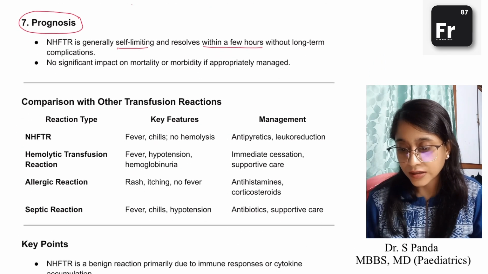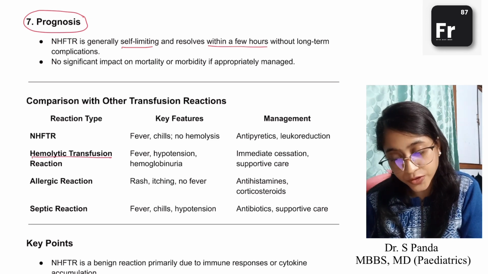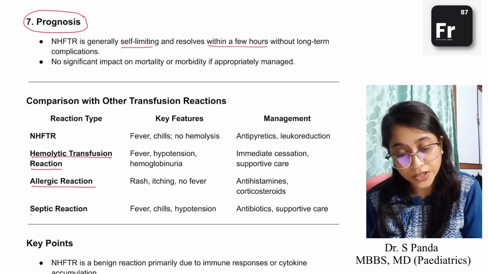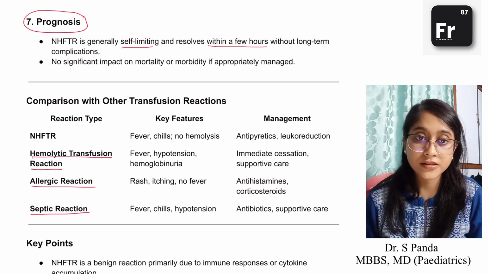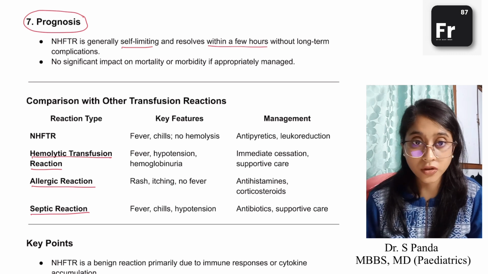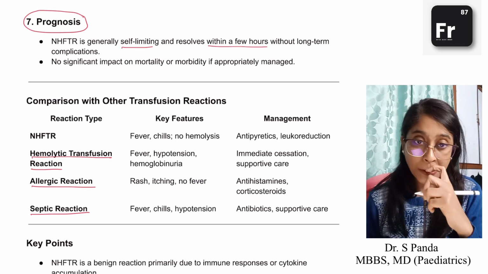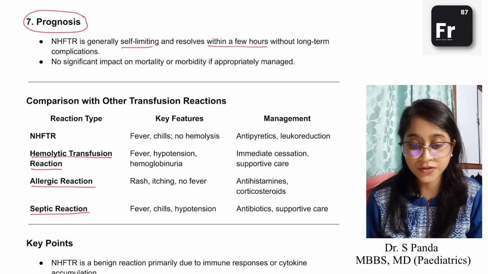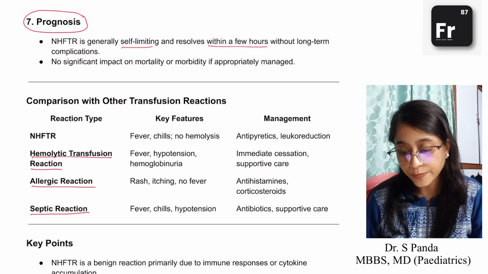Let us see what the other transfusion reactions are. One is hemolytic transfusion reaction, allergic reaction, septic reaction. Also, there are others like TRALI, TACO, and there can even be infections like CMV, HIV, hepatitis B, hepatitis C. Those are usually long term complications. Short term, we have hemolytic transfusion reaction, allergic reaction, septic reaction, which we can confuse with NHFTR. So, the management is also outlined in this table.